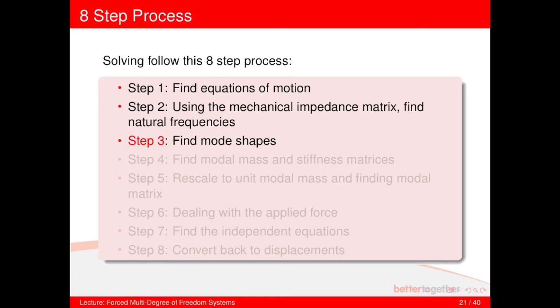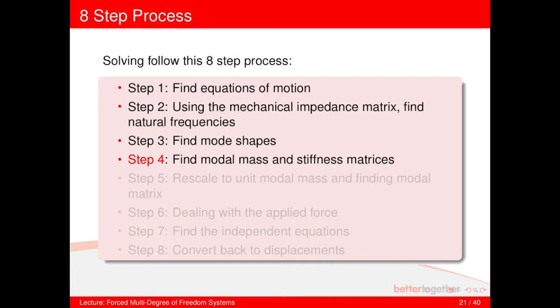So, yeah, the process, steps 1, 2, and 3 we did in chapter 5. You've got to find the equation of motion, then using the mechanical impedance matrix, find the natural frequencies, and then you find the mode shape. Okay, straightforward. Step 4 is you've got to find the modal mass.